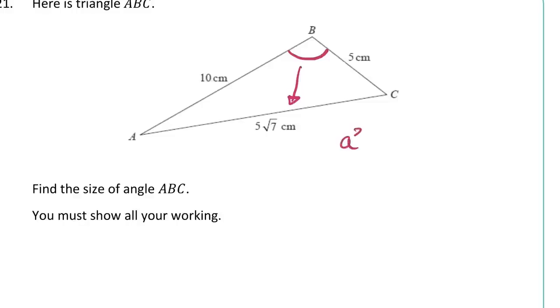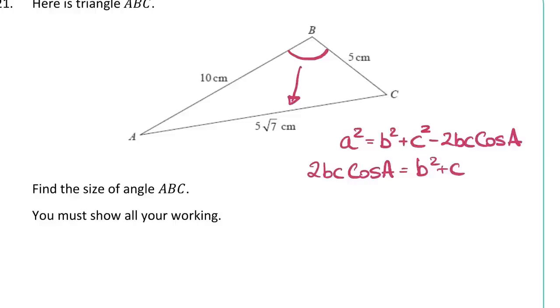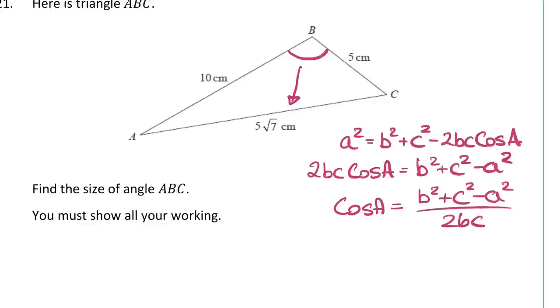So the cosine rule is a squared is equal to, let's not write it down incorrectly, b squared plus c squared minus 2bc cos A. Now we want to rearrange that because we are looking for that angle, so we want cos A on its own. To get cos A on its own, we add 2bc cos A to the other side and take away a squared. So you end up with 2bc cos A is equal to b squared plus c squared minus a squared, and then you can divide by 2bc and you get cos A is equal to b squared plus c squared minus a squared all over 2bc.